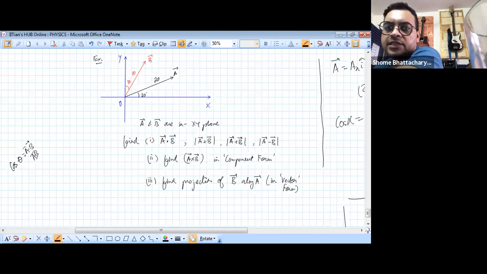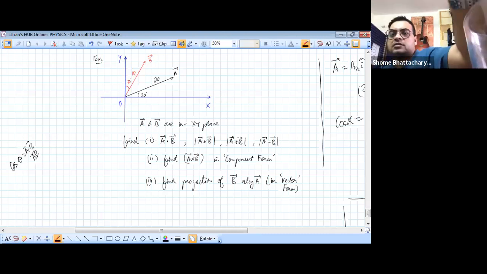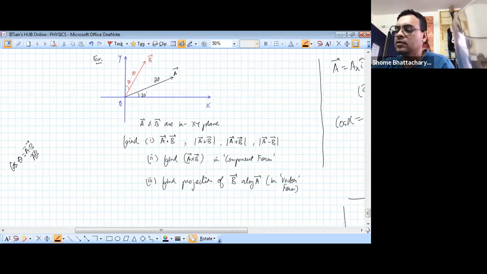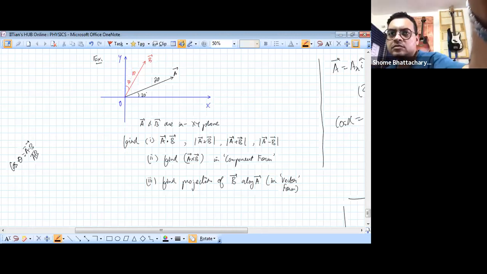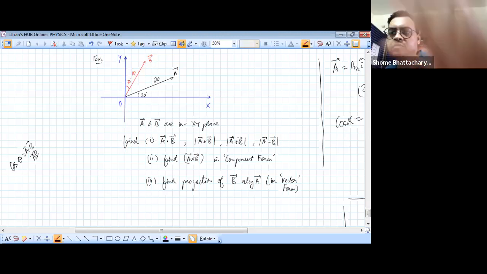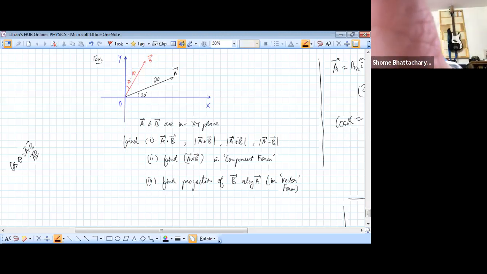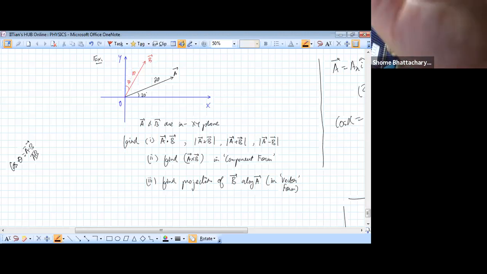Yes, Meg, that's very good. That's correct. Meg, both answers are correct. Jeval, have you got this? Okay, good. So just tell me the answer of the third part, Jeval. Answer of the third part: projection of vector B along A.